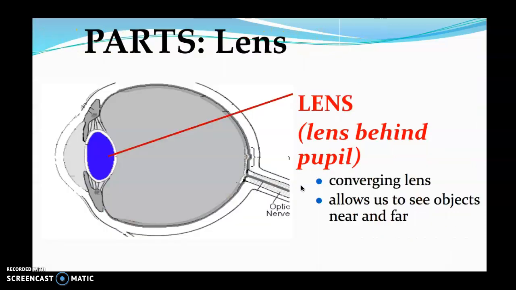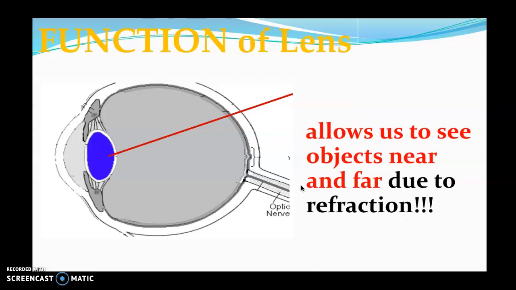Kind of freaky. Okay, here comes the cool part to me, is the lens. The lens is the second lens of your eye. Why they had two lenses and they named one of them lens is beyond me, but there you have it. This is what we call the lens of the eye. This is a converging lens, so this allows us to see objects that are near and far. In other words, it can change shape. It is squishy, unlike the cornea, which is a fixed shape.